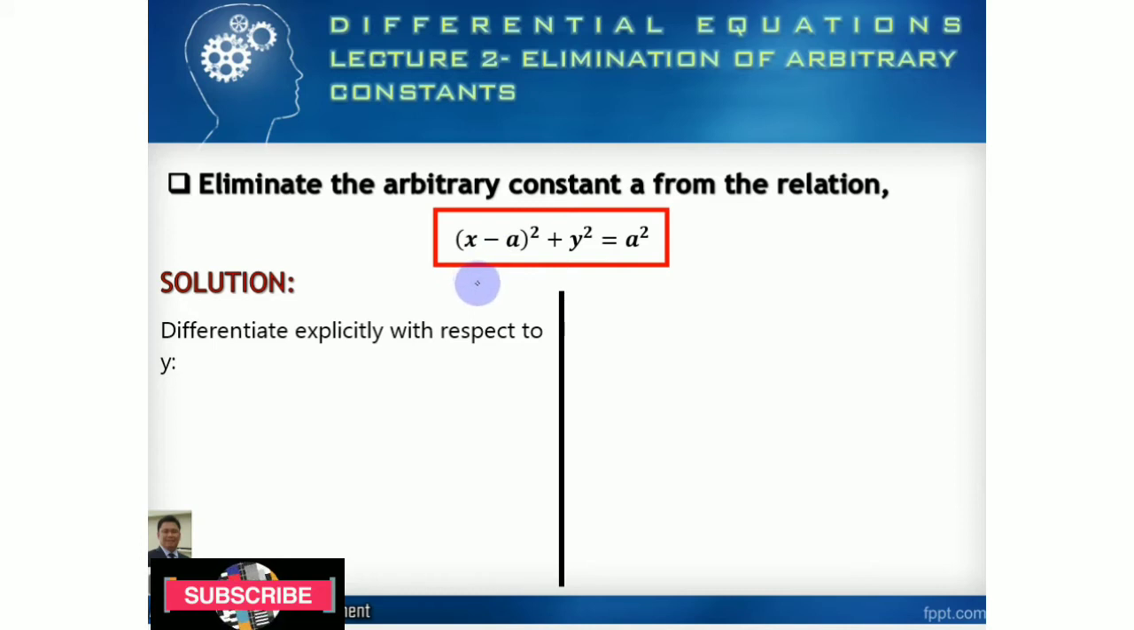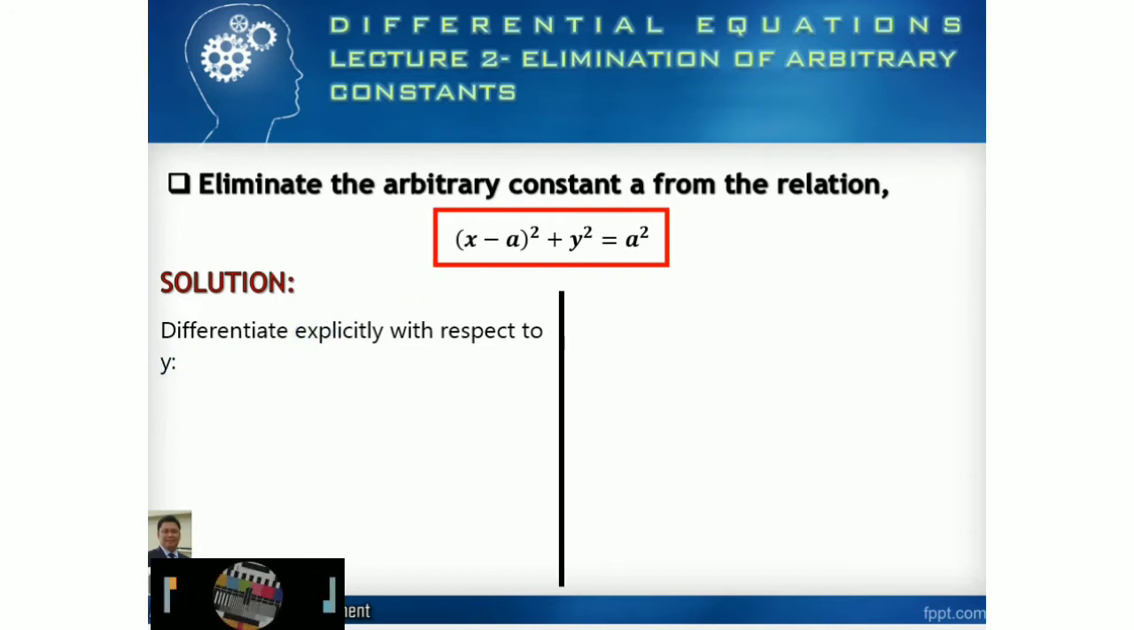And actually I can present to you here two solutions. We just concentrate first on our first method, and later after the first method, I will give you an alternate solution on solving this given relation, (x minus a) squared plus y squared equals a squared, in which we are going to eliminate the arbitrary constant a. So proceeding, how will we differentiate this one explicitly with respect now to y?